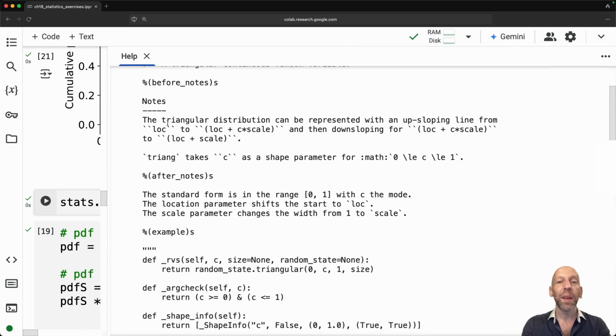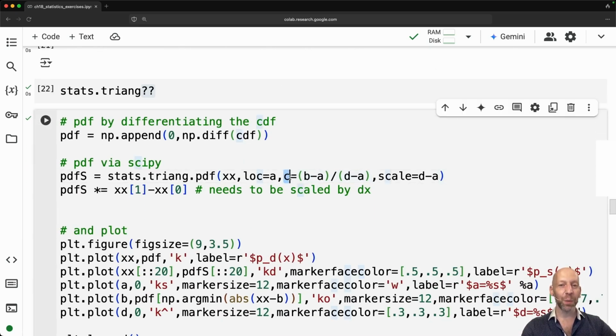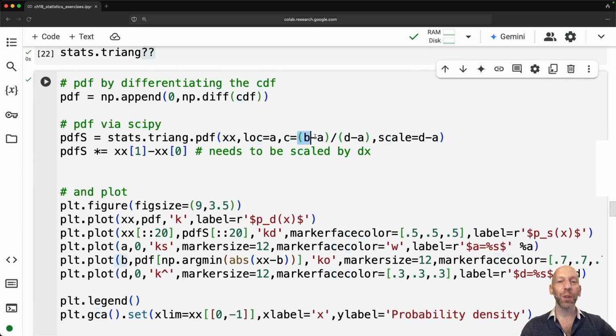Okay, so now we see the triangular distribution can be represented with an upsloping line from loc, so that is parameter A, to loc plus c times scale, and then downsloping from there to loc plus scale. So this is point D. And then this is point B. So you just need to get out a piece of paper and a pen and write down some of these different equations and do some algebraic manipulations. And eventually you will come up with the result that what Python expects for parameter c corresponds to B minus A divided by D minus A.